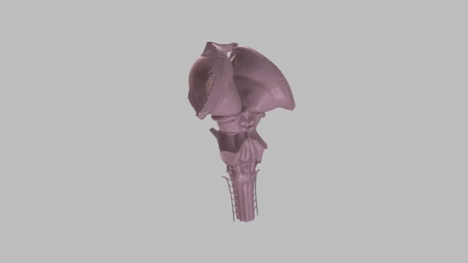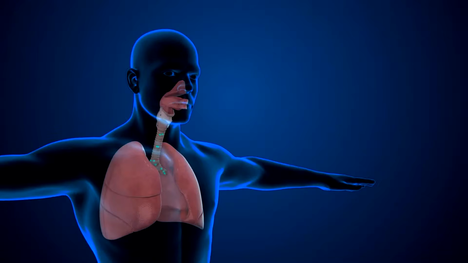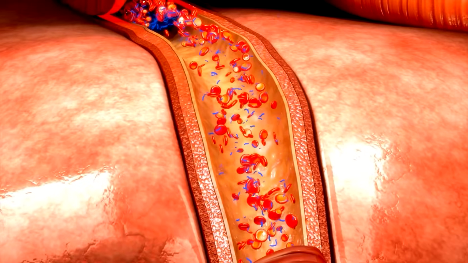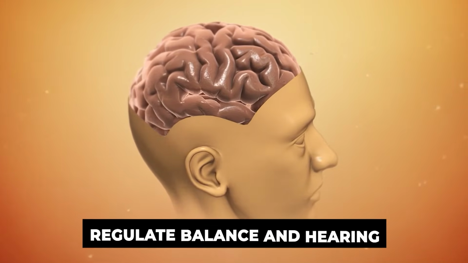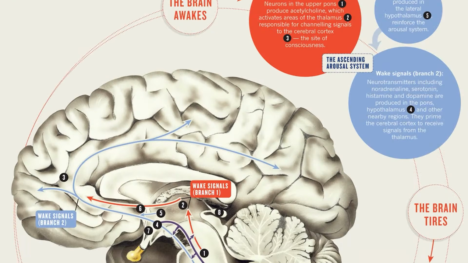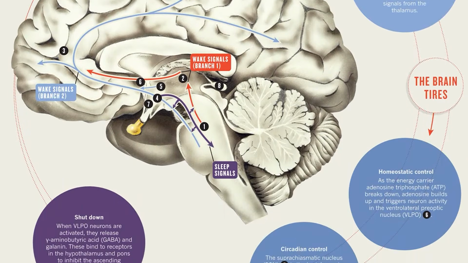The brainstem is critical for basic life functions, such as breathing, heart rate, and blood pressure. It's involved in reflexes, including those that regulate balance and hearing. It plays a role in regulating the sleep-wake cycle.